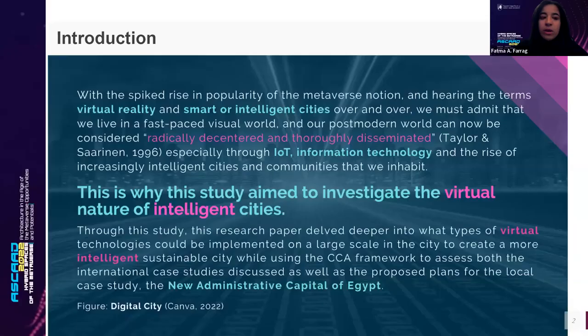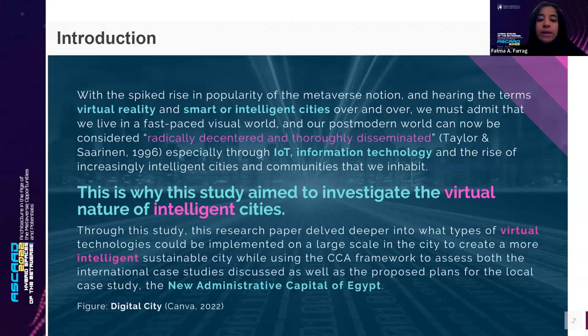So first of all, a quick introduction of the spike in the popularity of the metaverse notion in terms of virtual reality and smart or intelligent cities over and over again. We must admit that we live in a very fast-paced visual world, and our post-modern world can now be considered radically decentered and thoroughly desegmented, especially through IoT, information technology, and the rise of increasingly intelligent cities and communities we inhabit.